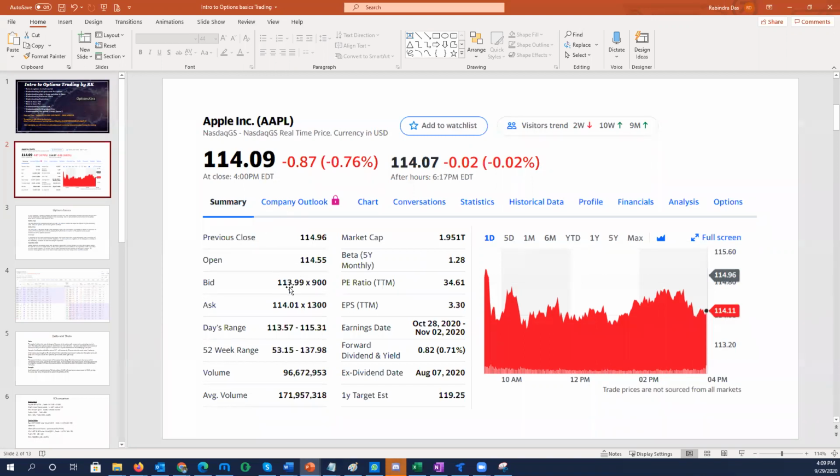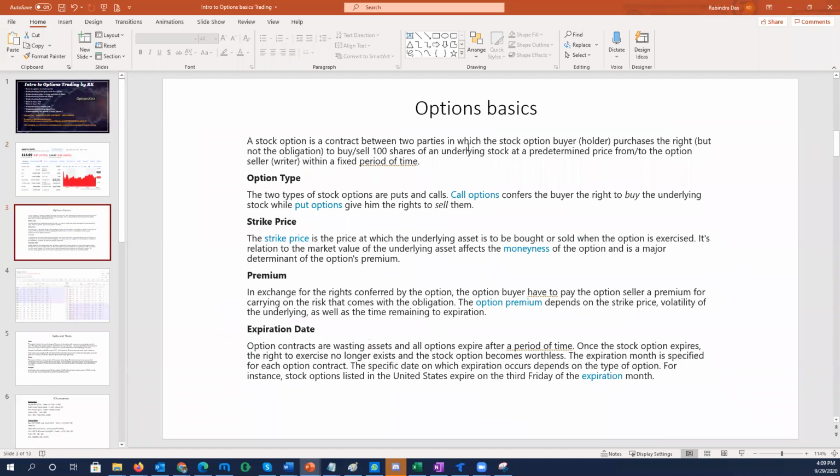Okay. But when you trade stocks, you spend a lot of money, and we are here to learn about what options are, right? So I'll go to the next slide, which is about options. Options basics. So what is an option? A stock option is a contract between two parties in which the buyer, or the holder, purchases the right but not the obligation to buy or sell 100 shares of an underlying stock at a predetermined price from or to the option seller or writer within a fixed period of time. So this is really complex to understand, right? So let me tell you an example.